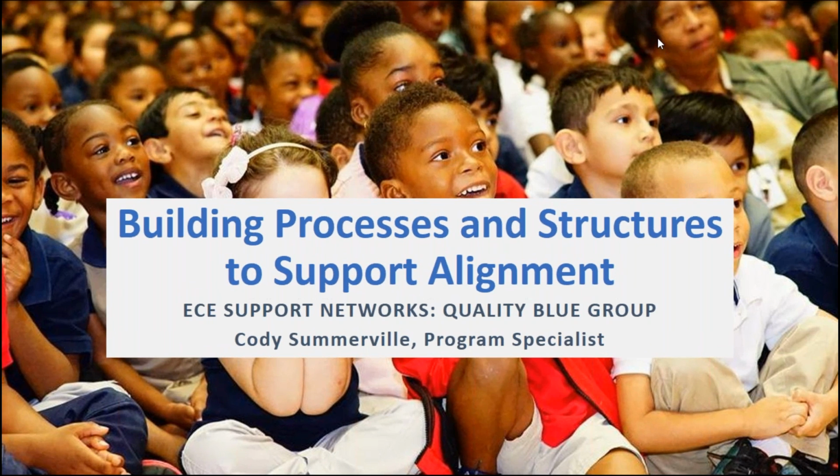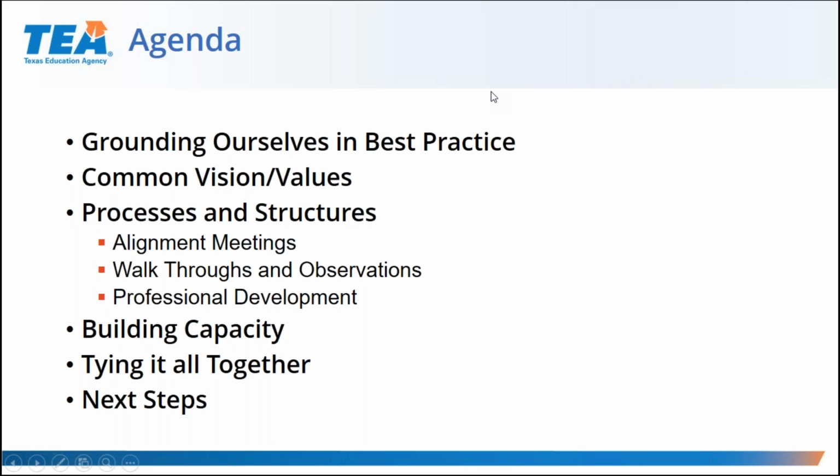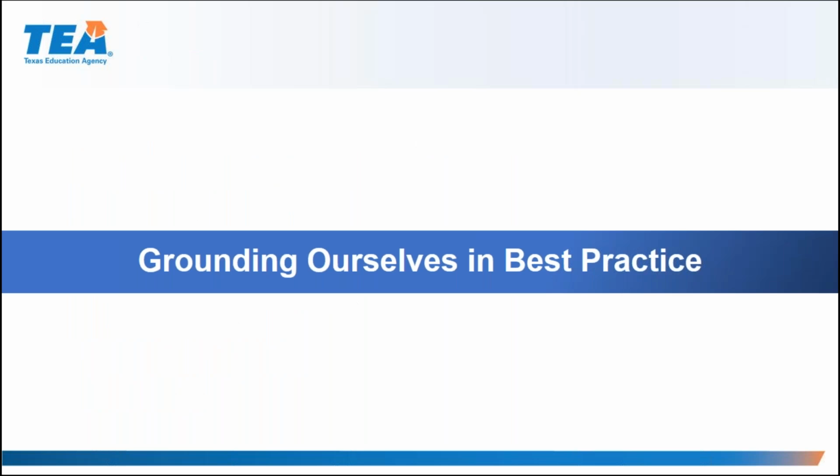So Unit 2 is on building processes and structures to support alignment. Here's the agenda for the day. We're going to ground ourselves in best practice. Then we're going to talk about establishing common visions and values. Then we're going to name a few processes and structures that you can use to support alignment. We're going to talk about capacity building and then bringing it all together and closing with some next steps.